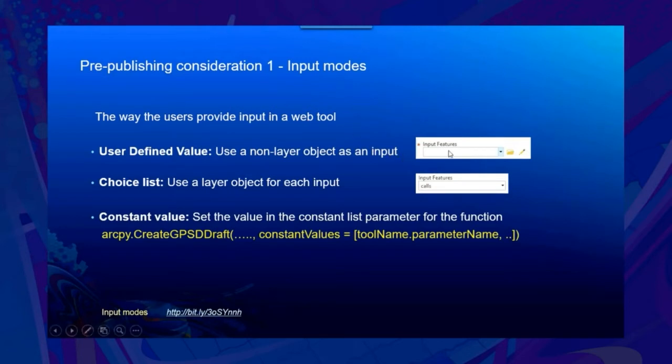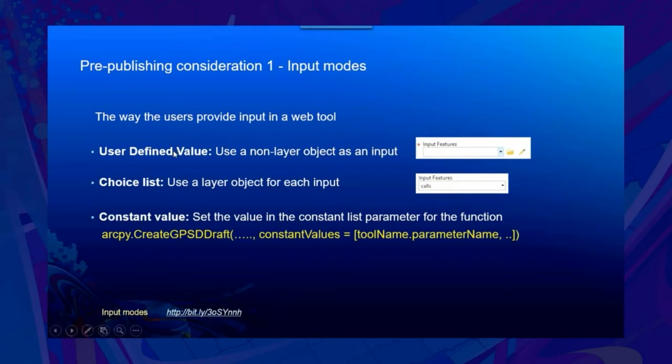User-defined value from the GUI looks like this. The user can use the pencil tool to provide the input on the map, or they can provide the data from local disk, or they can use this drop-down list to access some layers, and those layers are coming from your table of contents in your ArcGIS map.